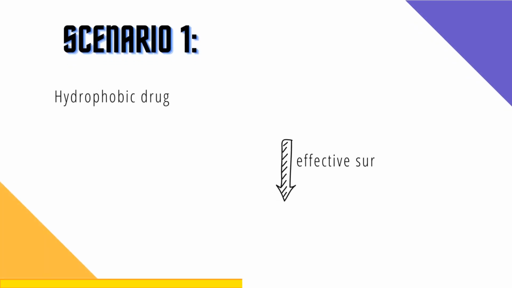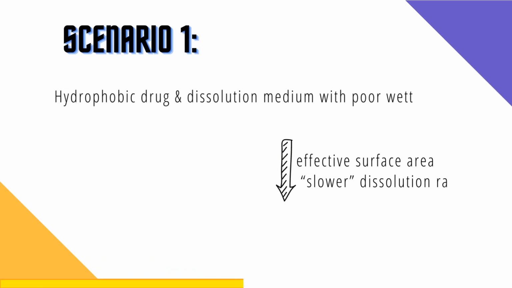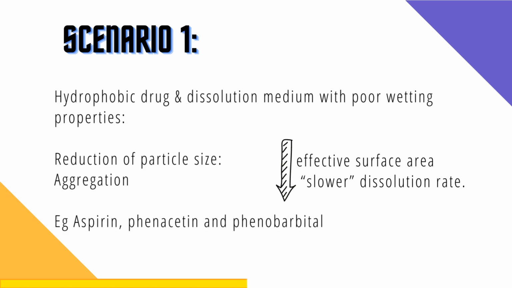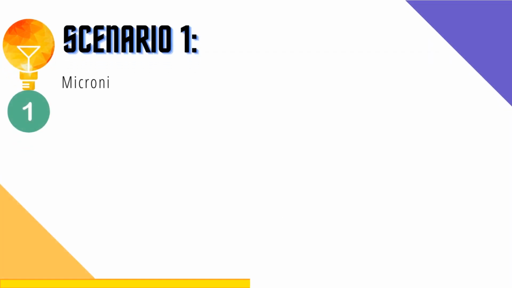There are some exception scenarios. So for example, in the first one, hydrophobic drugs in medium with poor wetting properties, the reduction of particle size can actually encourage aggregation. When the particles aggregate, they reduce the effective surface area, therefore reducing the dissolution rate. So this can be observed in examples such as aspirin, phenacetin, and phenobarbital. How do we solve it?